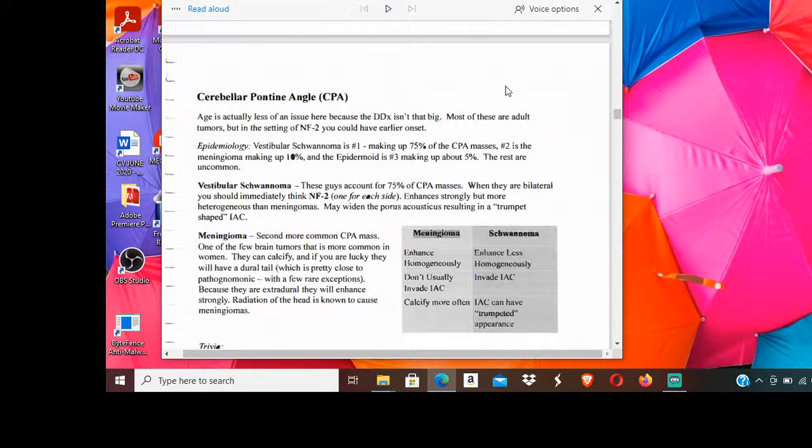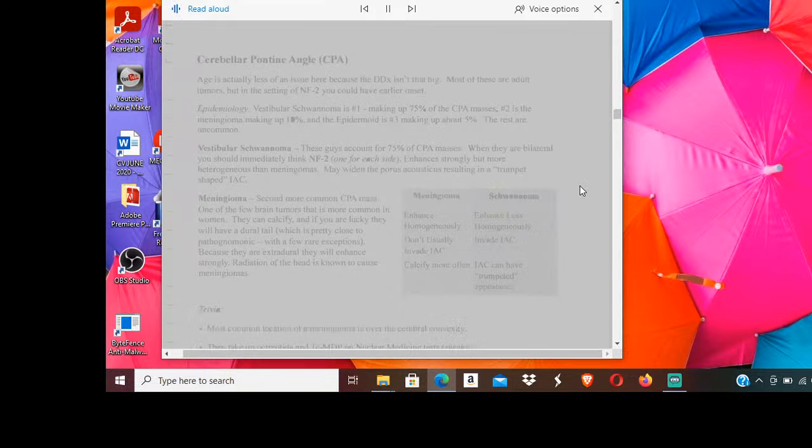Meningioma. Enhances homogeneously, doesn't usually invade the IAC. Schwannoma enhances less homogeneously, invades the IAC. Meningioma, second most common CPA mass.